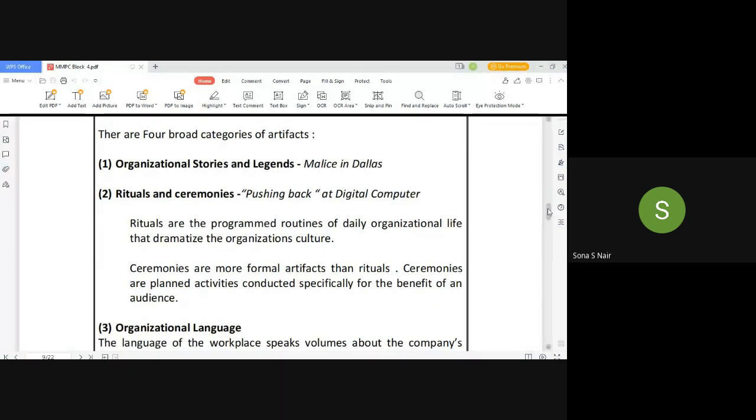People who work in the organization are aware of certain stories and legends which tell us a story, and there is a moral to the story which helps us understand the culture of the organization. Malice in Dallas is an example I've put in here. I came across it in a book, which is about an airline industry, which used a phrase in their ad campaign, which was just plain smart, because it was an aviation industry.